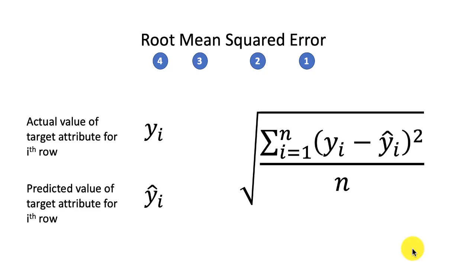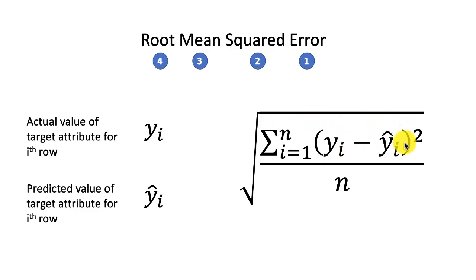Okay, and therefore the formula for the root mean squared error looks like this. yi is the actual value minus y hat i is the predicted value. This is the difference, or the error. We square it. And of course, we sum it up from i equals 1 to n. So when i is 1, you're doing the squared error for the first row. When i is 2, you're doing the squared error for the second row, and so on until n, which is the total number of rows.